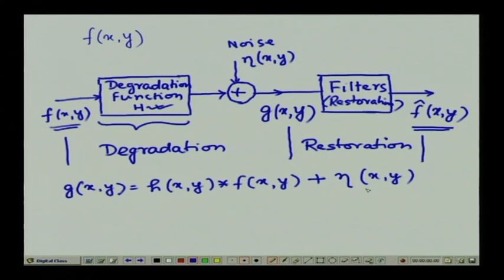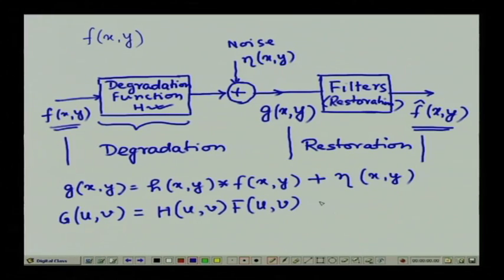This is the operation done in the spatial domain, and the corresponding operation in the frequency domain is represented by G(u,v) = H(u,v) F(u,v) + N(u,v), where H(u,v) is the Fourier transform of h(x,y), F(u,v) is the Fourier transform of the input image f(x,y), N(u,v) is the Fourier transform of the additive noise eta(x,y), and G(u,v) is the Fourier transform of the degraded image g(x,y). This is the frequency domain operation, and the equivalent operation in the spatial domain is the upper one.